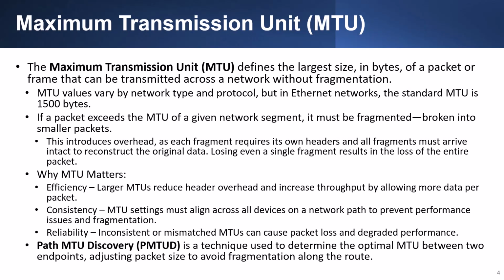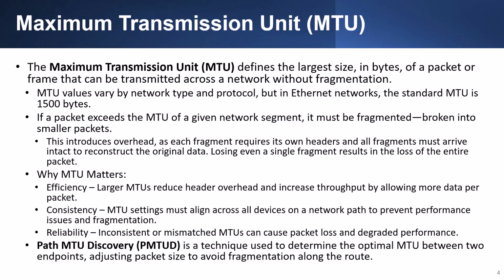The maximum transmission unit, or MTU, defines the largest size in bytes of a packet or frame that can be transmitted across a network without fragmentation. MTU values vary by network type and protocol, but in Ethernet networks, the standard MTU is 1500 bytes. If a packet exceeds the MTU of a given network segment, it must be fragmented, where it's broken into smaller packets. This introduces overhead, as each fragment requires its own headers, and all fragments must arrive intact to reconstruct the original data. Losing even a single fragment results in the loss of the entire packet.